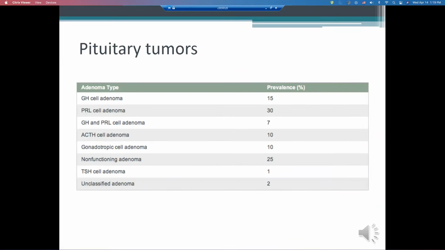Now, the types of pituitary tumors. The most common pituitary tumor, depending on the study that you cite, is either prolactin-producing adenomas or non-functioning adenomas, depending on the reference that you use. Less commonly, you see gonadotroph adenomas, which are usually lumped together with non-functional ones. ACTH adenomas causing Cushing syndrome or Cushing disease make up 10%. Combined growth hormone and prolactin adenomas make up 7%, growth hormone producing adenomas up to 15%, and very rarely you can see TSH producing adenomas.